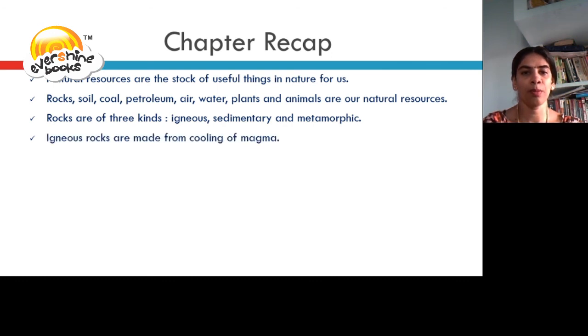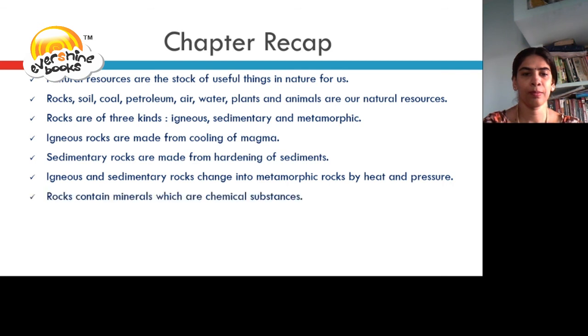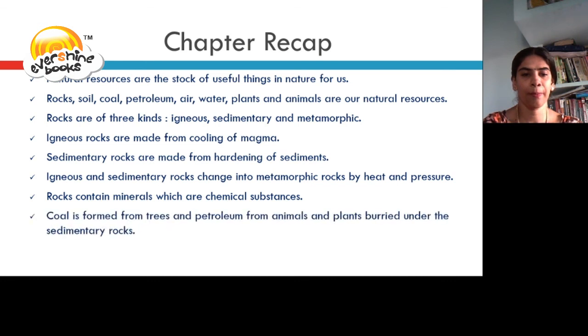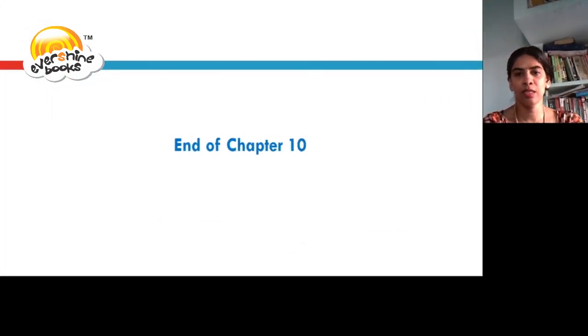Igneous rocks are made from cooling of magma. Sedimentary rocks are made from hardening of sediments. Igneous and sedimentary rocks change into metamorphic rocks upon heat and pressure. Rocks contain minerals which are chemical substances. Coal is formed from trees and petroleum from plants and animals buried under the sedimentary rocks. We should conserve natural resources. This ends chapter 10.